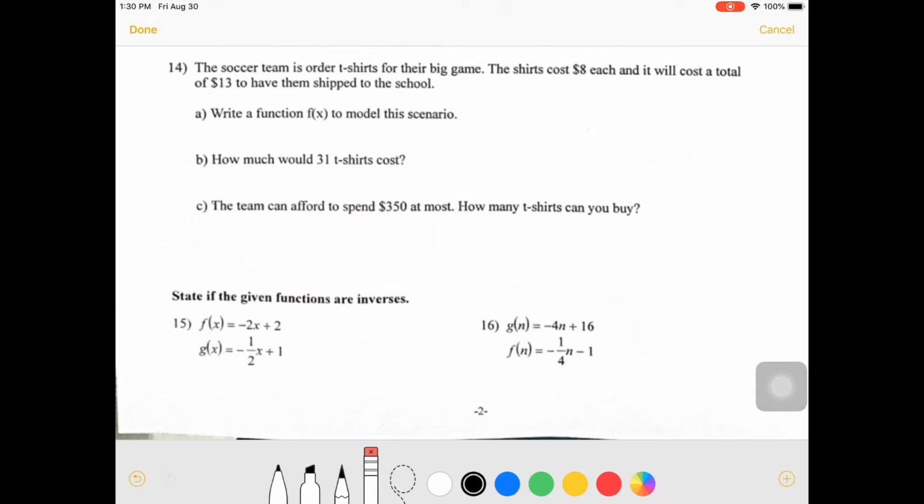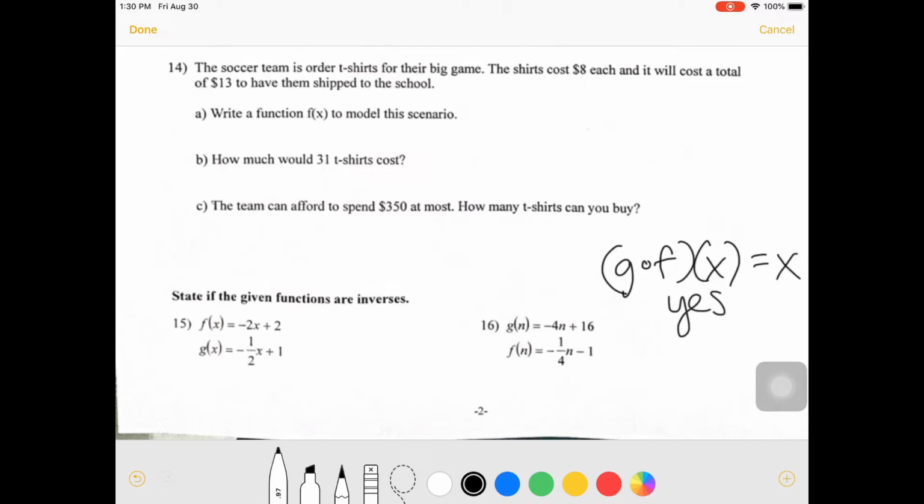And when you're doing that, you have 2 different methods to do it. You can either do your composition, and when you do that, you should only get an x for your answer, or whatever your variable is. If you get an x for your answer, then yes, they're inverses. Anything else would tell you no, they're not inverses.